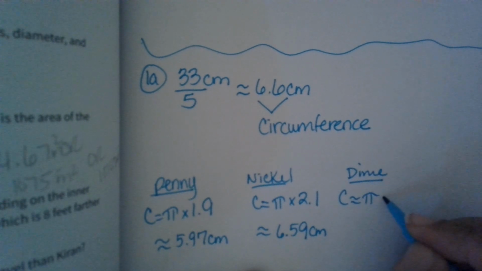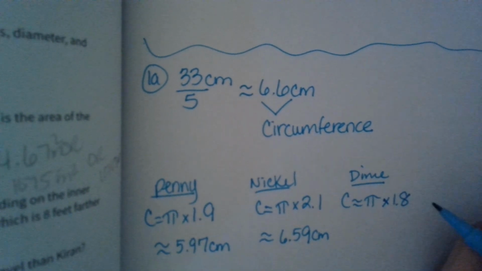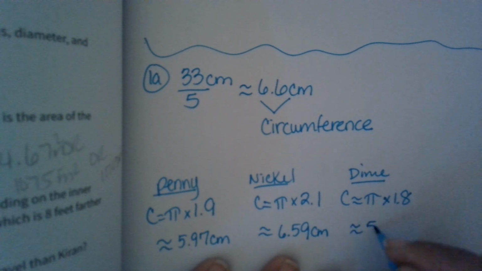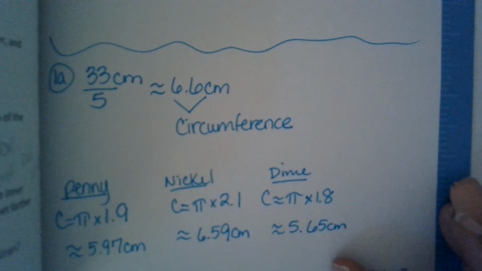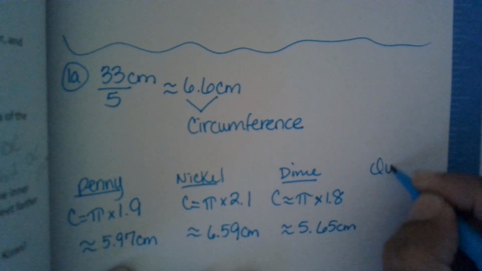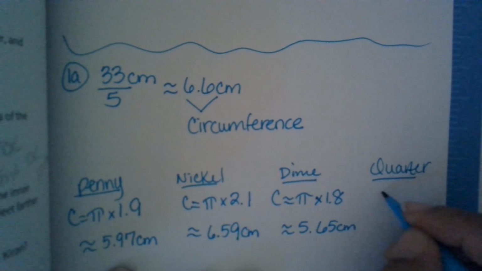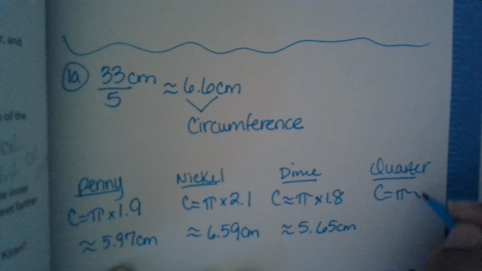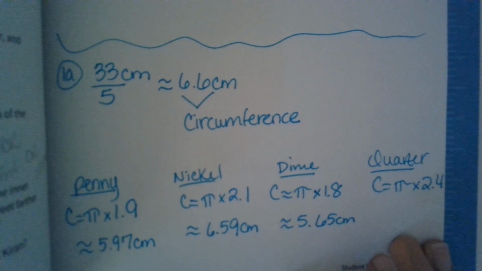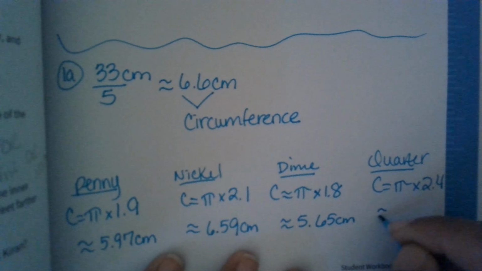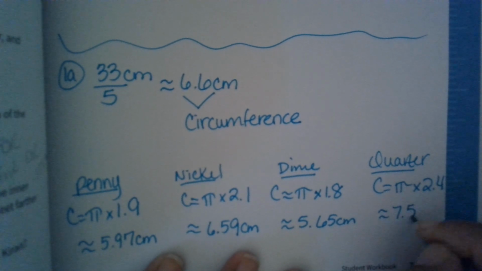Okay. Let's look at the dime. The diameter for a dime is 1.8. So I'm going to do 1.8 times pi. You get about 5.652. So let's do 5.65. And then last but not least, the quarter. If the diameter of a quarter is 2.4, you have to do pi times 2.4. You should get 7.536, but let's do 7.54.